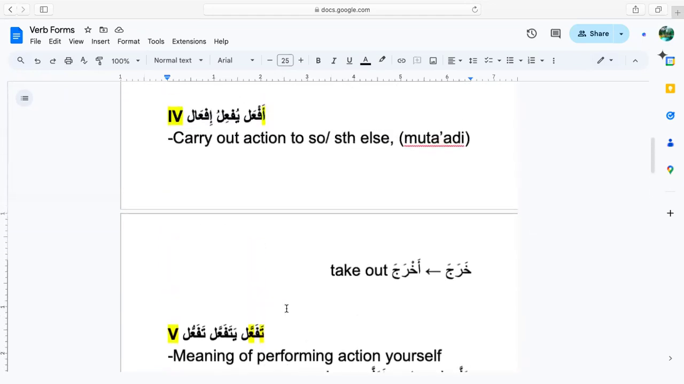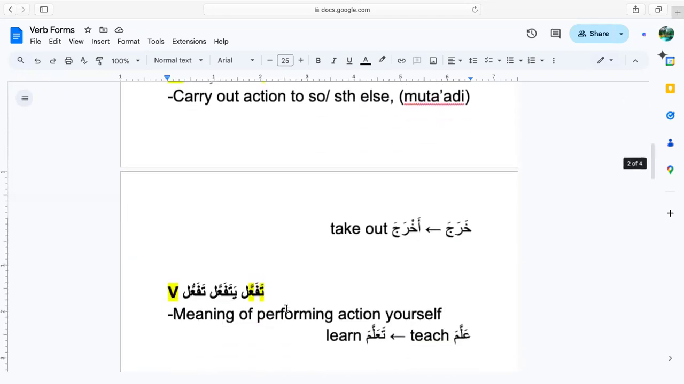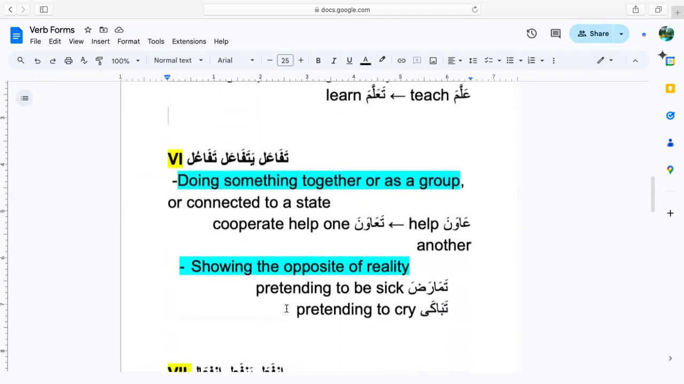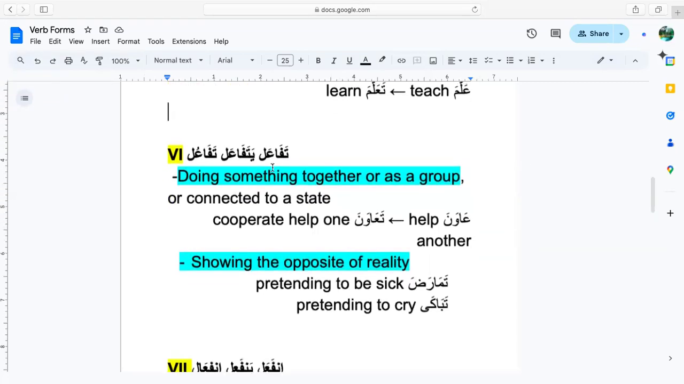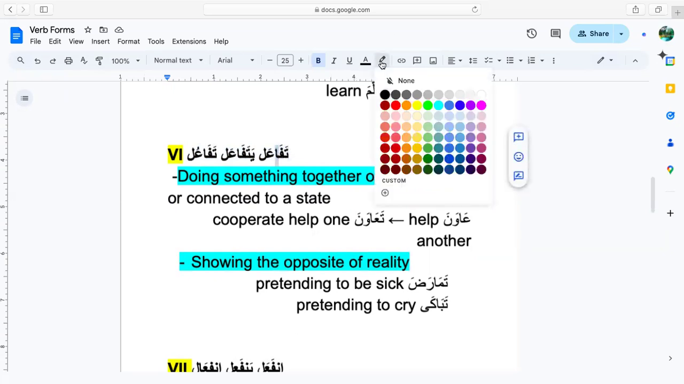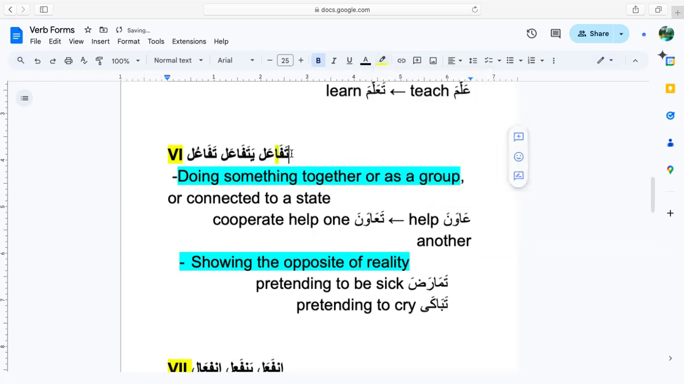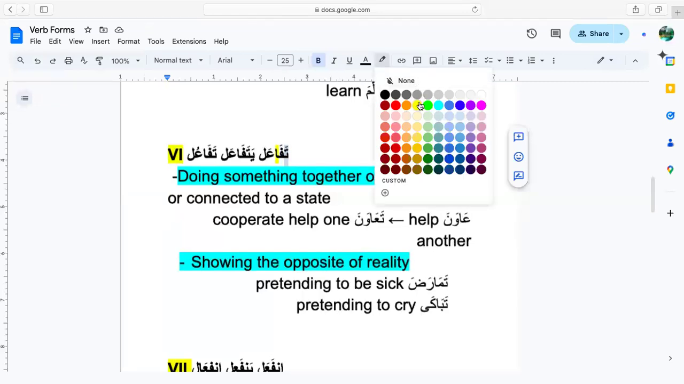So that was the fifth. Now we go on to the sixth, which is Form VI. So it's tafa'ala. Here again, we've got the addition of the ta, and the mad after the fa. So alif mad there, and then also the ta. So these are the two additions to the fa'ala.